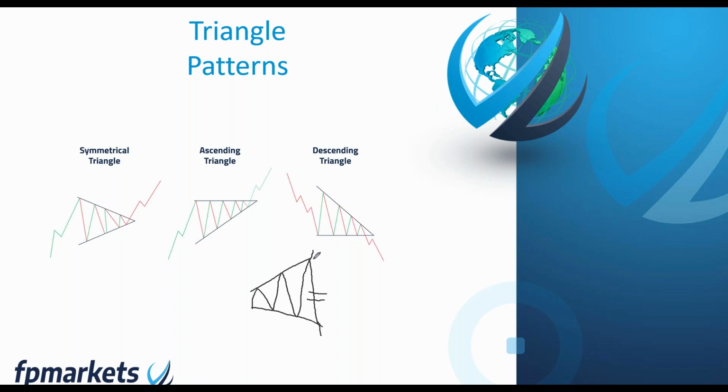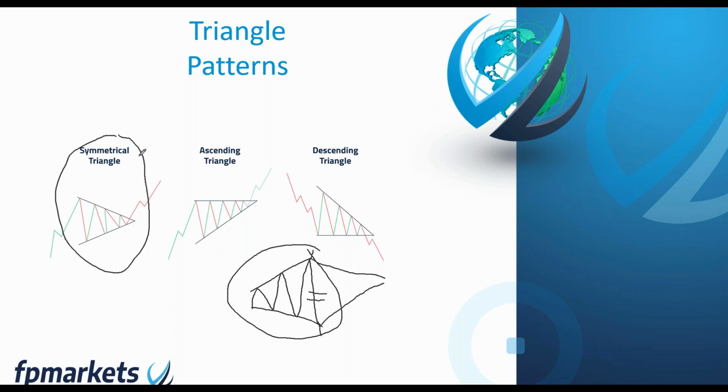But with the diamond, you're looking for the combination of a broadening formation and a symmetrical triangle, which we're going to touch on here. So price comes like that, and then if it's a top, it usually breaks out, hopefully to the downside, and can offer considerable gains.